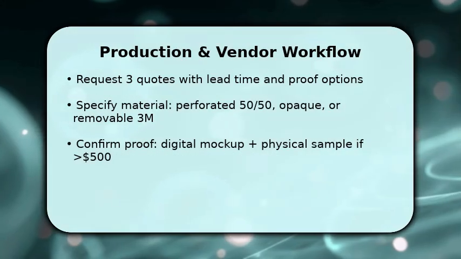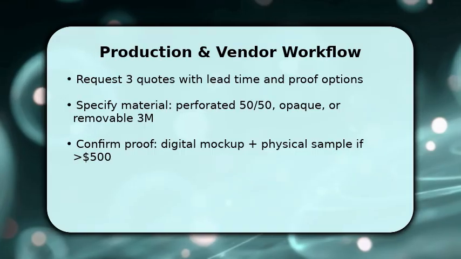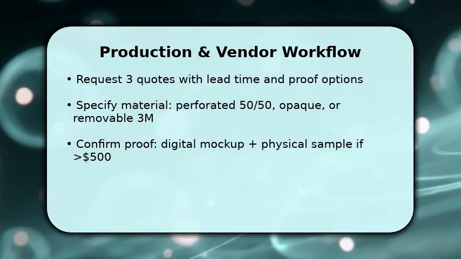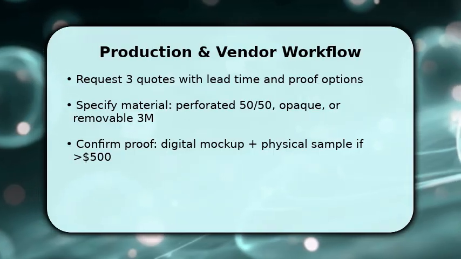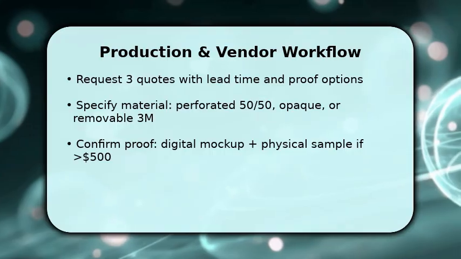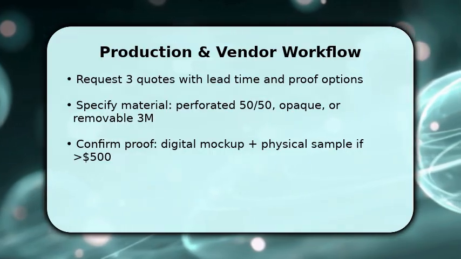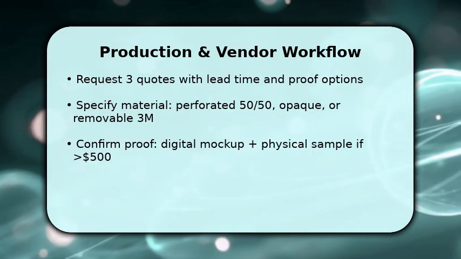Now you move into procurement and production coordination to control quality and cost. Send the artwork and measurements to 3 vetted printers and ask for itemized quotes including proof charges and installation. Specify material based on visibility and removal needs. Perforated 50/50 for daytime visibility, removable films for rentals.